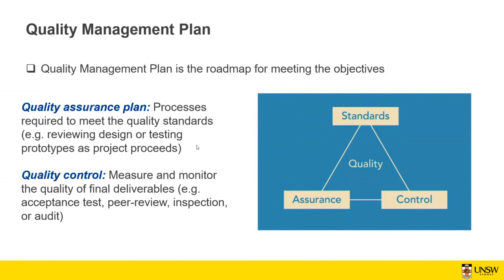The other thing is about quality control, which is to measure and monitor the quality of the final deliverables. It is going to be, for example, acceptance tests, where you send it to an external lab to be tested, or is it going to be a peer review by someone else, or a committee, or is it going to be an inspection or audit? So all these things, you describe as a part of the quality management plan.